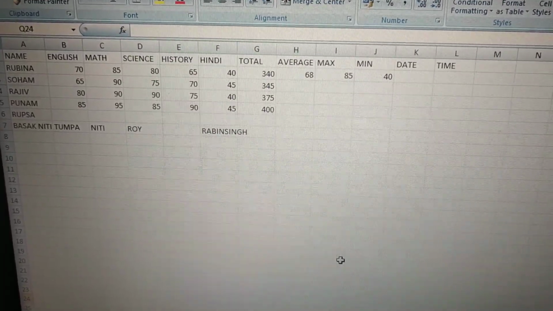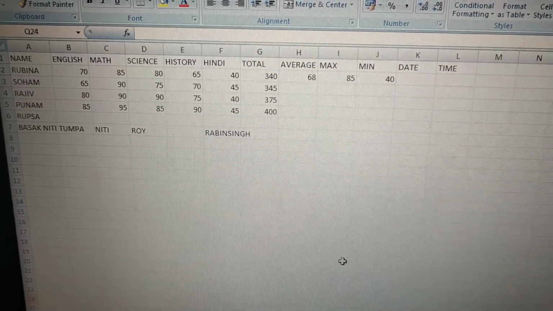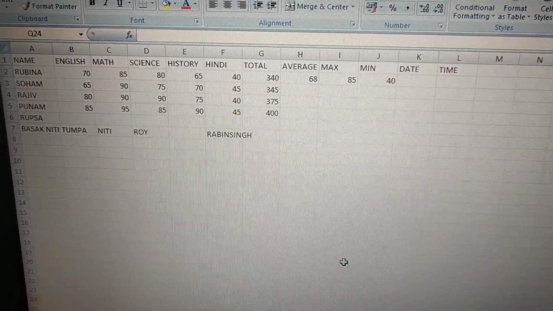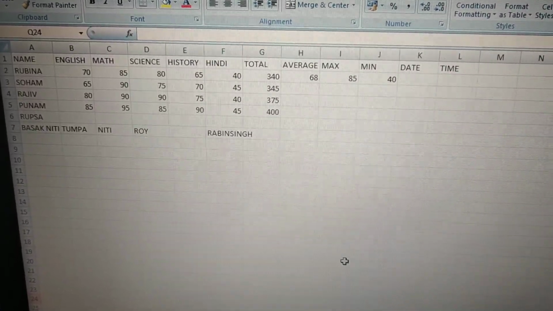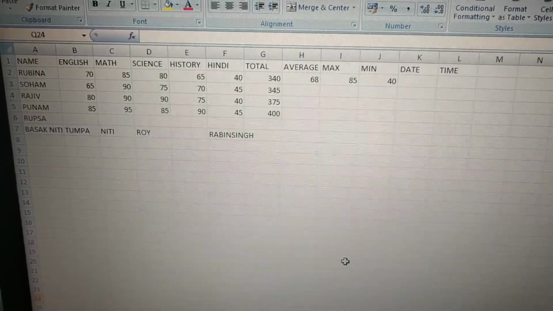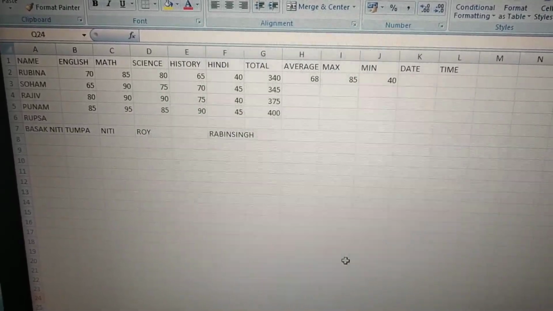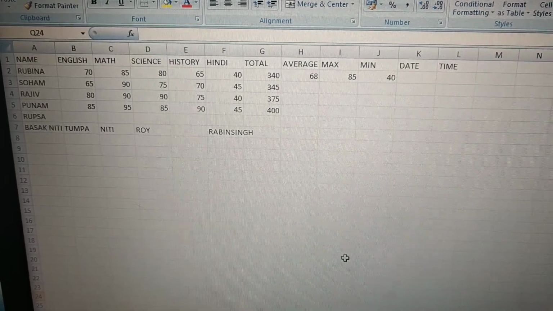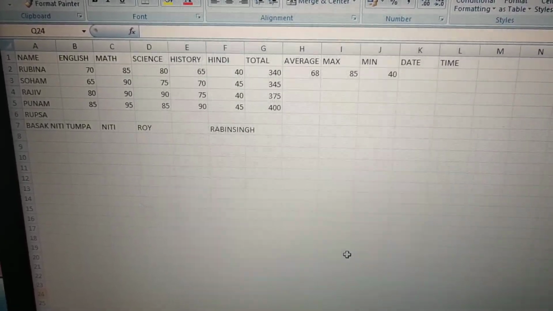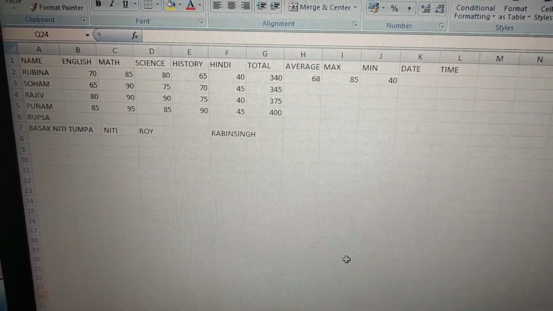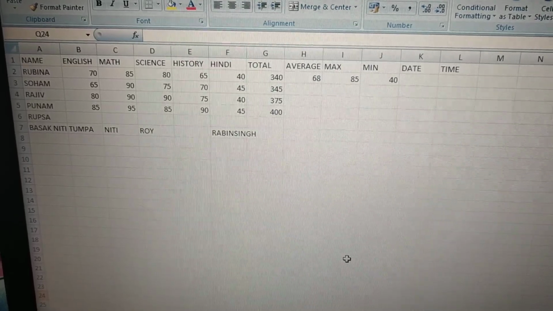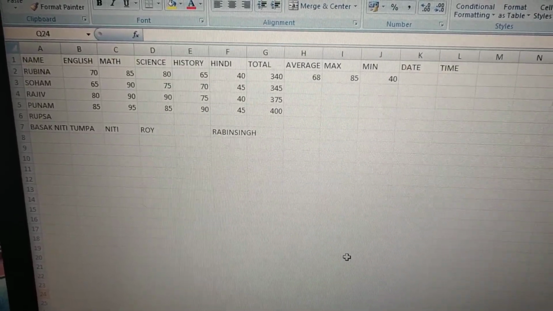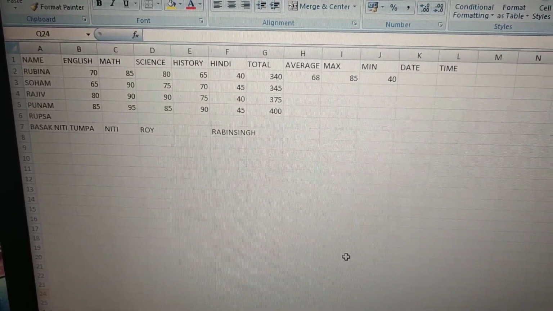Now the marks of Rubina in math is 85. So that particular position will be denoted as C2. So this is the cell reference, that means the address of that cell: B2, C2, D2, B3, C3.